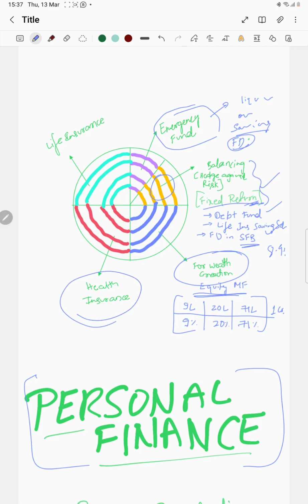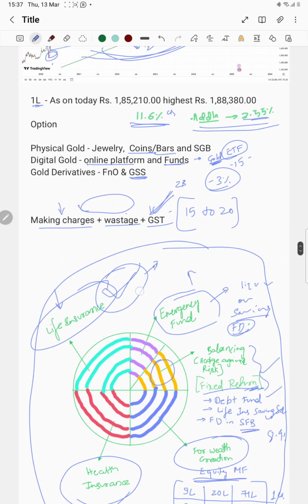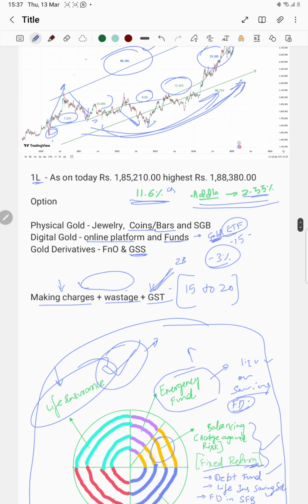For wealth creation, you can consider equity mutual funds. And first, along with the emergency fund, you should also consider health insurance and life insurance. If you have dependents, you must consider life insurance. If you become disabled, life insurance will cover your expenses by giving the maturity amount to your dependents. So you have to include all these investments in your investment journey to balance your portfolio.